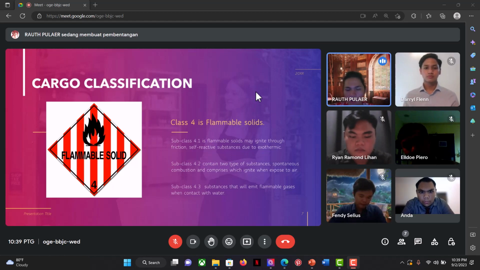And subclass 4.3 is substance that will emit flammable gases when in contact with water. Any liquid that will ignite a flammable gas. Flammable solids can include such things as matches, lighters, and sulfur.